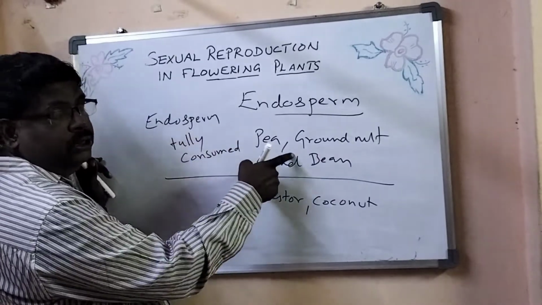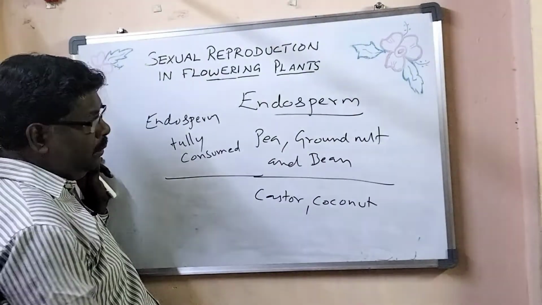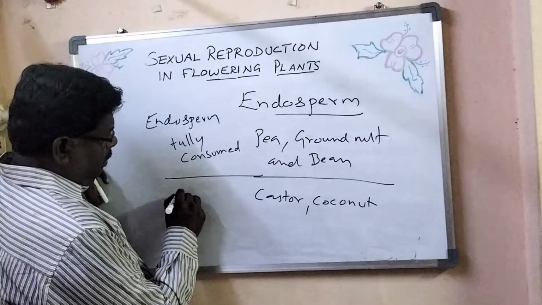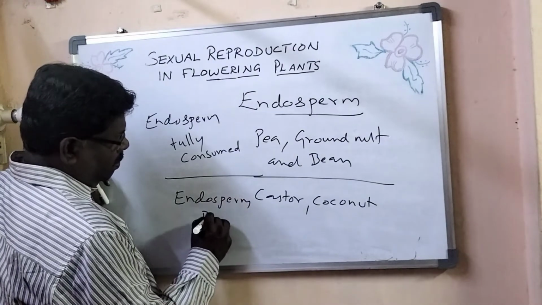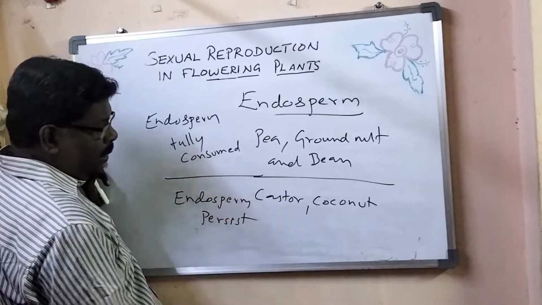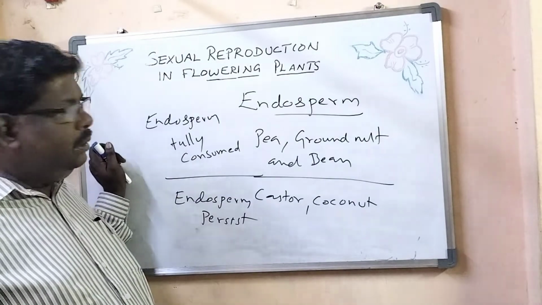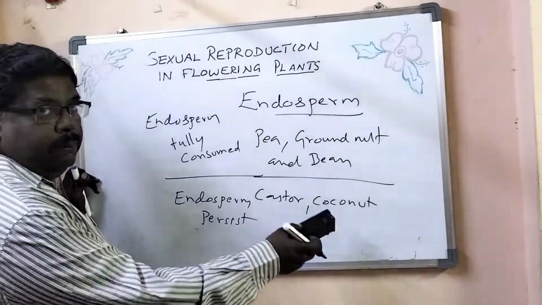Okay, endosperm fully consumed. Example, pea, groundnut, bean. Here, endosperm persists till seed formation. Example, castor, coconut.